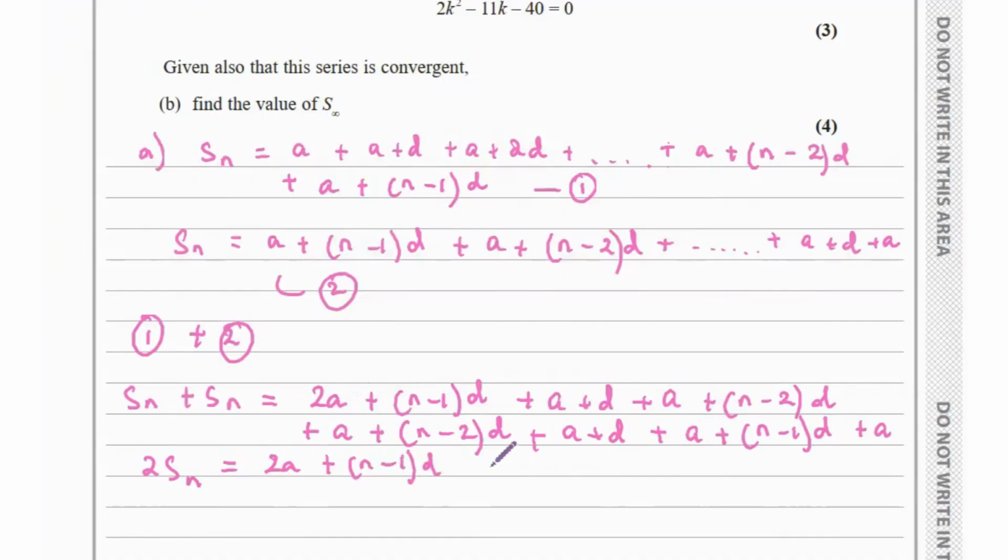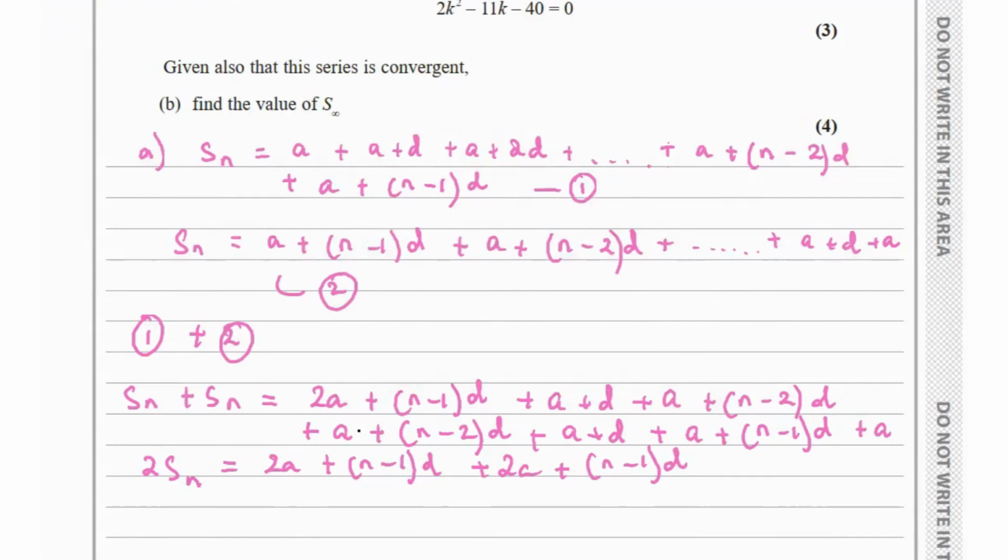And then a plus a is again 2a. It's going to be dn minus 2d. So if we combine this, if I multiply n with d and -2 with d, that's going to be nd minus 2d. And d minus 2d is again minus d. So it's again going to give us plus n minus 1 times d.